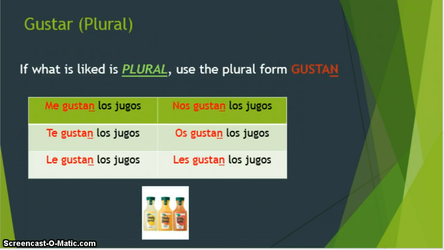The plural, my pronouns are going to be the exact same. The only thing that's changing this time is gusta becomes gustan, since I'm talking about more than one object. Por ejemplo, los jugos. Not just juice, but I like in general all types of juices. Apple juice, orange juice, any type of juice. Me gustan los jugos. Te gustan los jugos. Le gustan los jugos. Nos gustan los jugos. Os gustan los jugos. Y finalmente, les gustan los jugos.